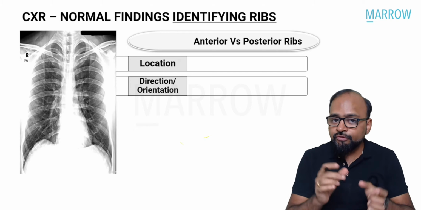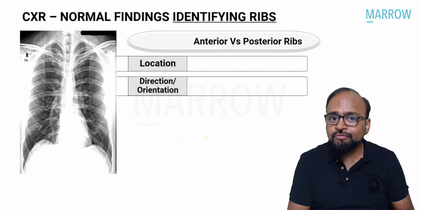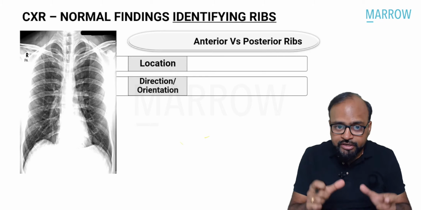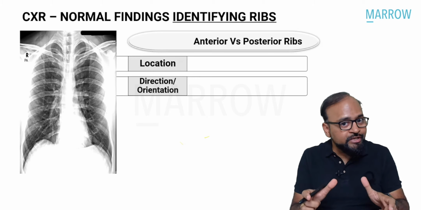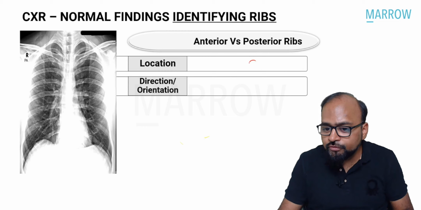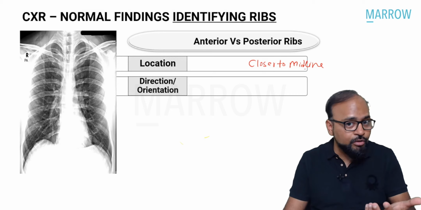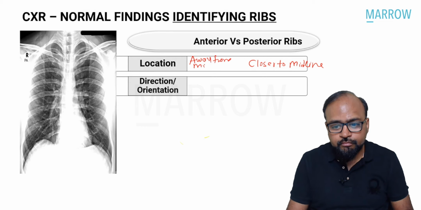So, if you know the anatomy of a rib now, can you tell me which end of a rib is closer to the midline of the body? Is it the posterior one or the anterior one? It is definitely the posterior one. So remember, based on location, posterior ends of ribs are closer to midline because that is how the ribs begin anatomically, whereas anterior ends of ribs are away from midline.